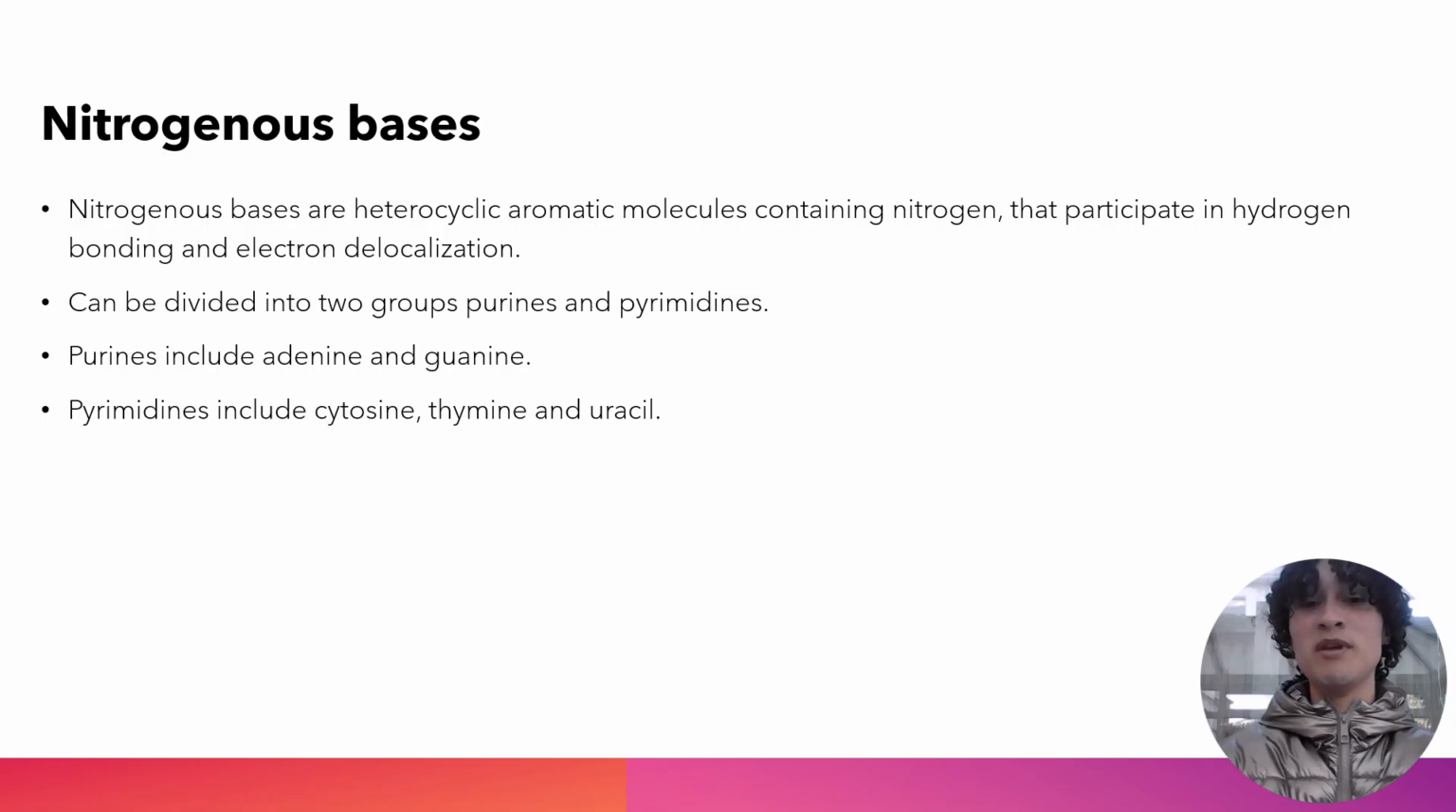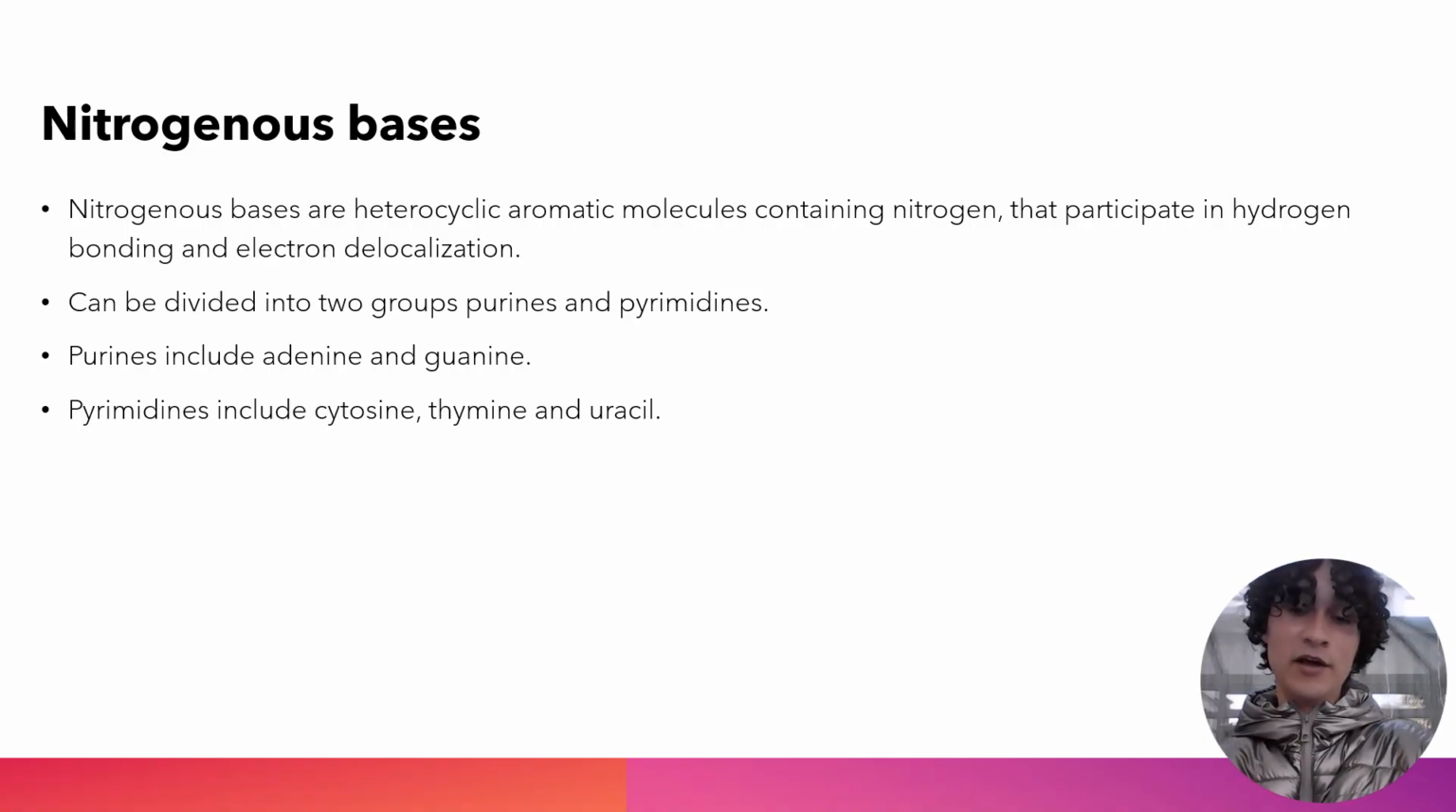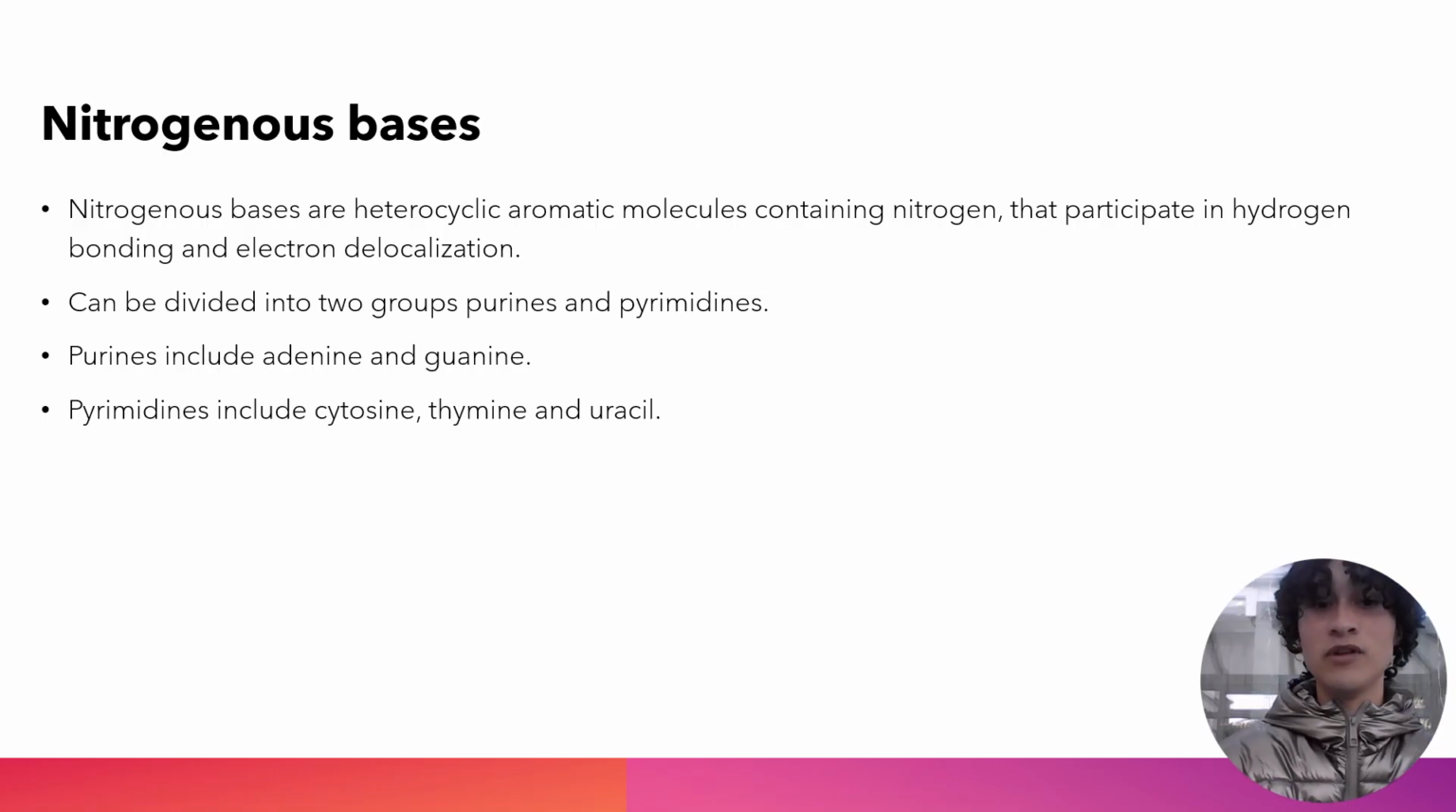Now, what do we mean by heterocyclic aromatic molecules? If you've done organic chemistry, you know that aromatic molecules are ring-like structures. And heterocyclic just means they're made up of more than one type of atom in that core ring. So for nitrogenous bases, their core ring consists of carbon and nitrogen. And again, we're going to go over hydrogen bonding later on in the presentation. For now, just know that they participate in hydrogen bonding.